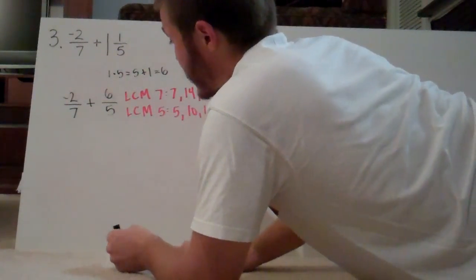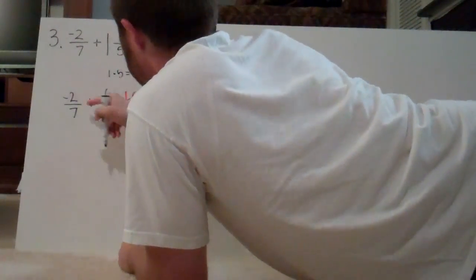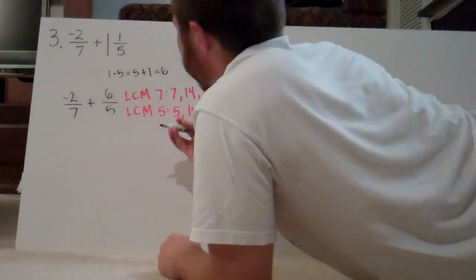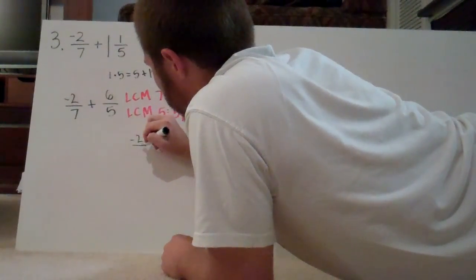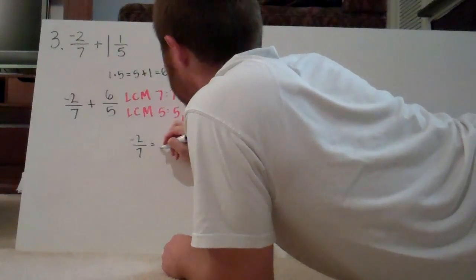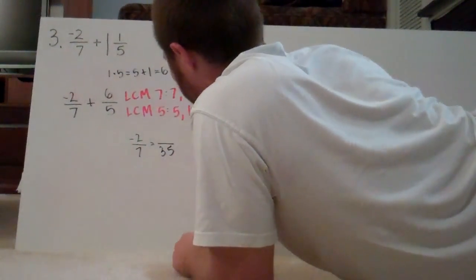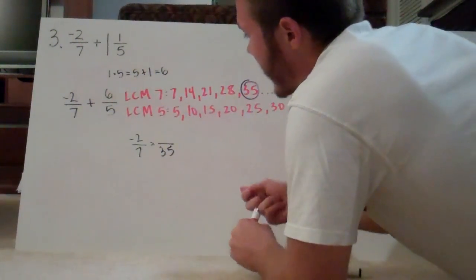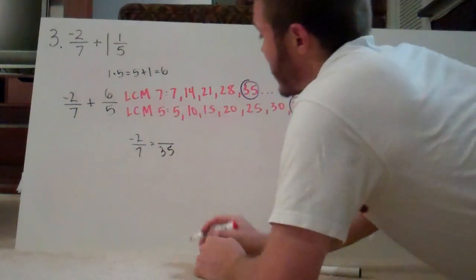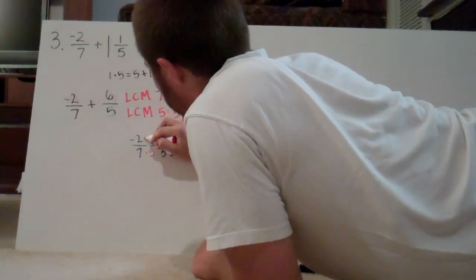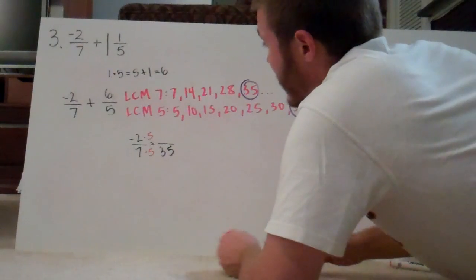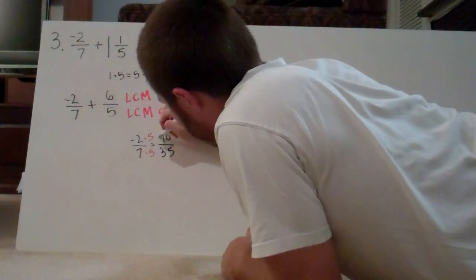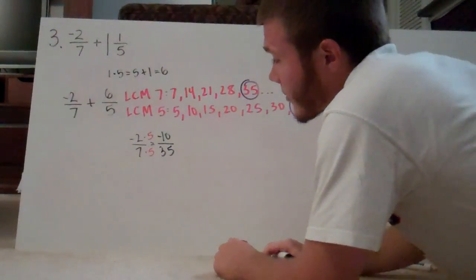Got to turn that into 35ths. So, I'm going to write up here, and I'm going to move this down here so that I'm not leaning all the way into the screen. Let's do negative 2 sevenths. I want to convert that into 35ths. Well, in order to do that, let me get this marker out. To go from 7 to 35, got to multiply by 5. Then I got to do the same thing to the top. Negative 2 times 5 is negative 10. So negative 10 over 35.